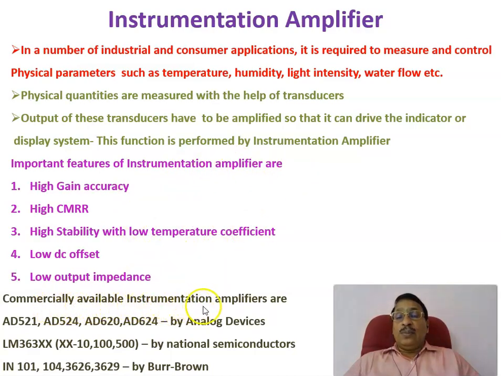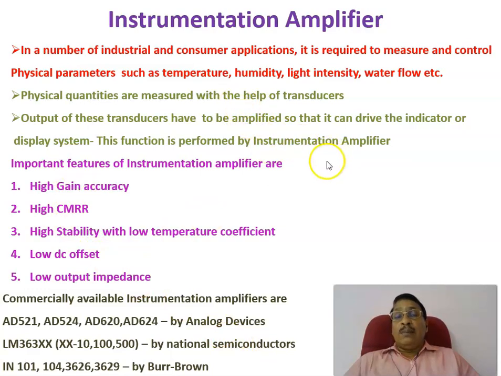Commercially available instrumentation amplifiers include the AD521, AD524, AD620, and AD624. These are all Analog Devices, which is the manufacturer's name. National Semiconductor also produces these, the LM series, LM363 XS, where XS can be 100 or 500. And Burr-Brown produces the INA101, 104, 3626, 3629. These are the commercially available instrumentation amplifiers.